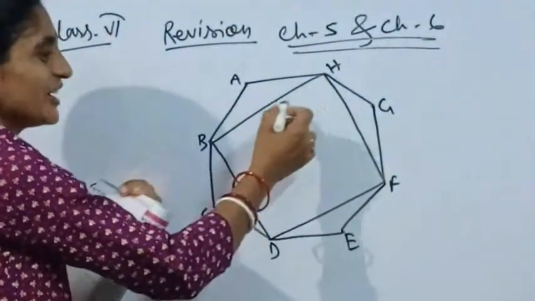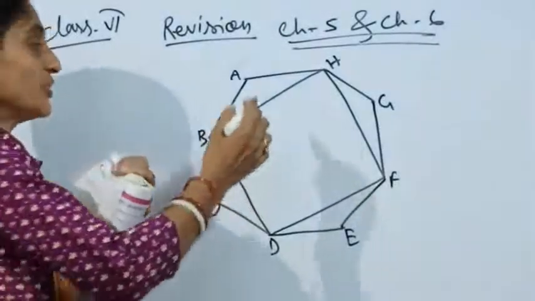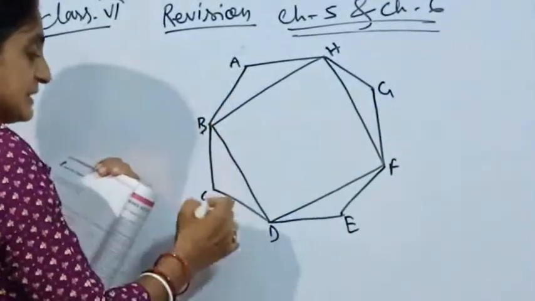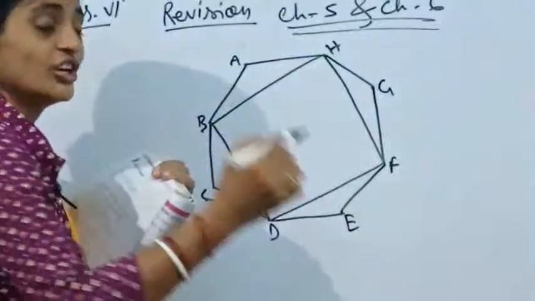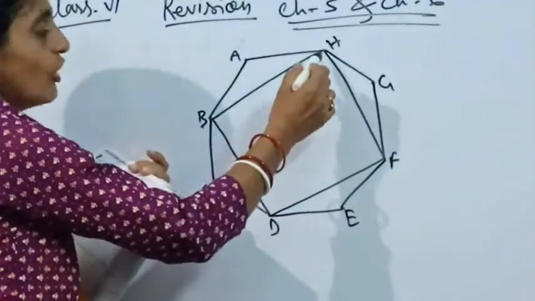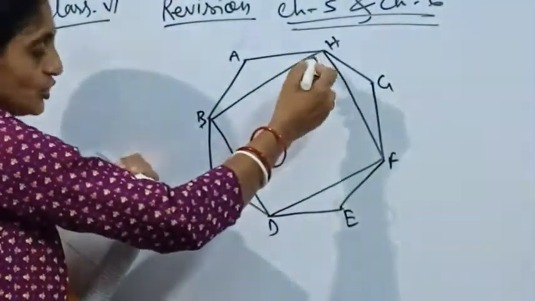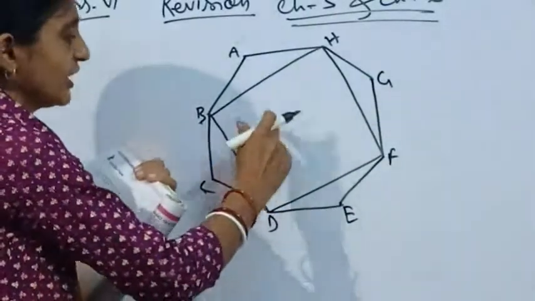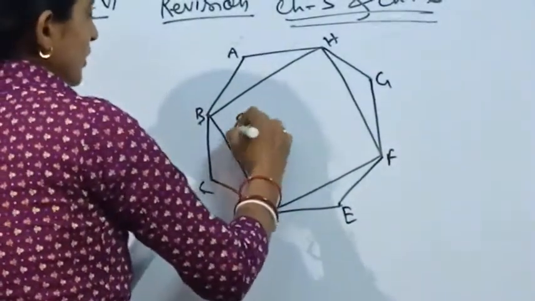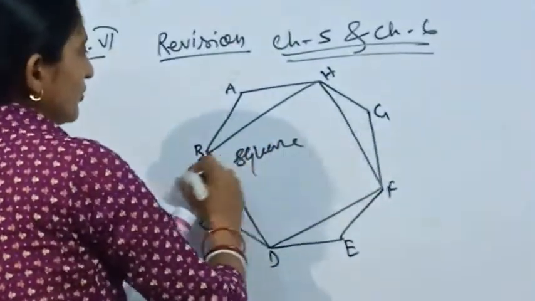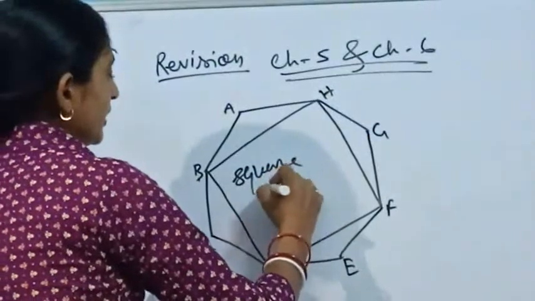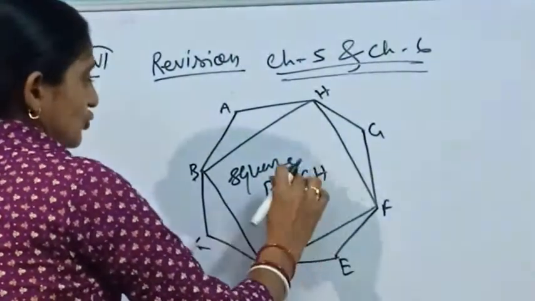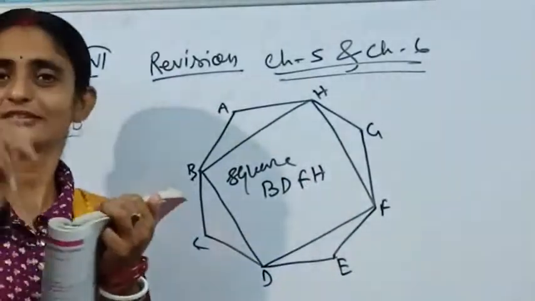See what I have done? It was an octagon, an 8-sided figure, and I have named this one as A, B, C, D, E, F, G, H. Now I have joined 4 of the opposite vertices to get this square. What have we got? The square B, D, F, H. Yes, that is the answer.